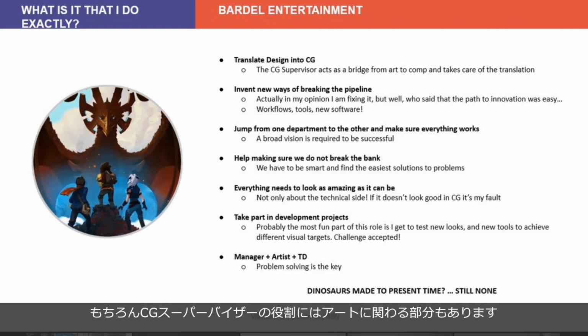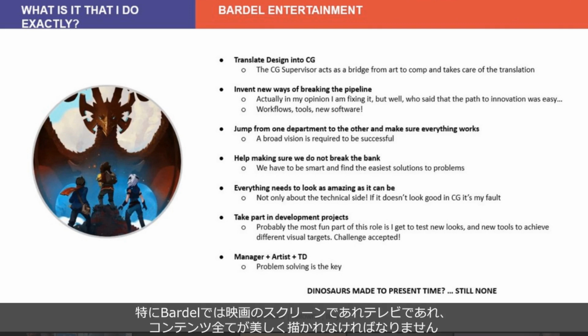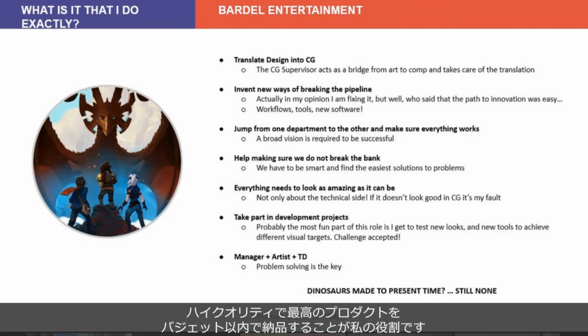Of course, there is an artistic part in the CG supervision, especially in Bardell. We have to make the things look good. Whatever we put on screen, on TV or movie theater, it has to be as beautiful as we can make it. So it's also my job in this case to make sure that the quality is there, that we deliver the style, that we deliver a good product, and again, within the limits of our budget.